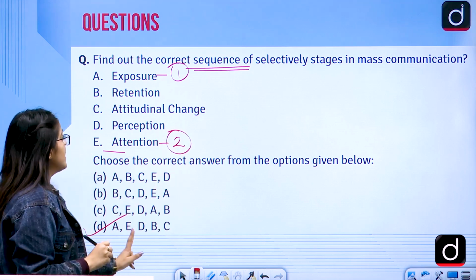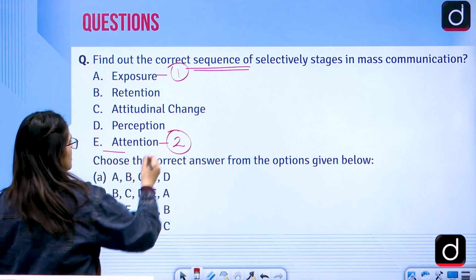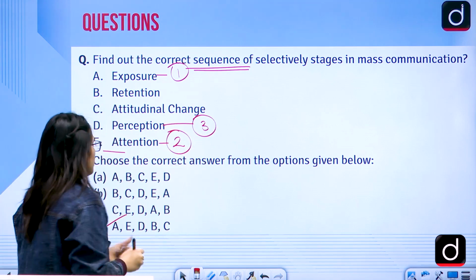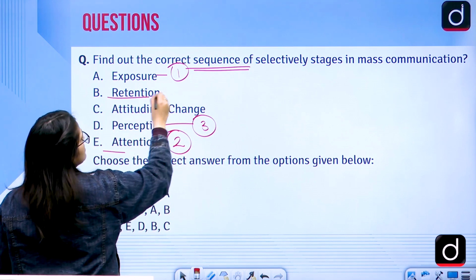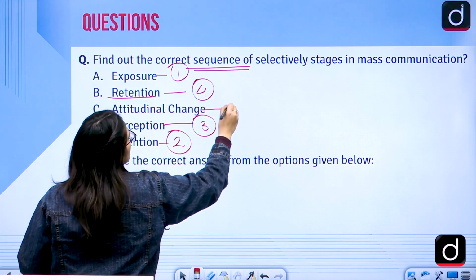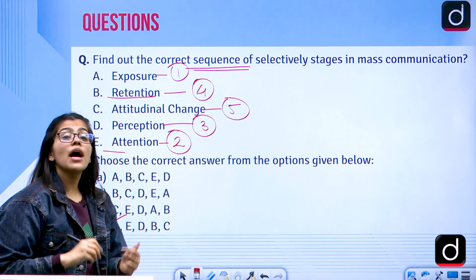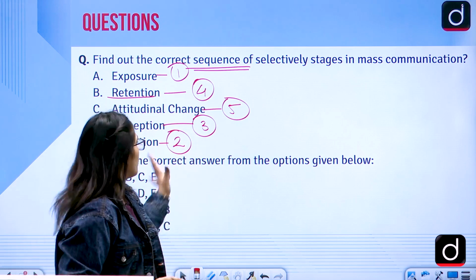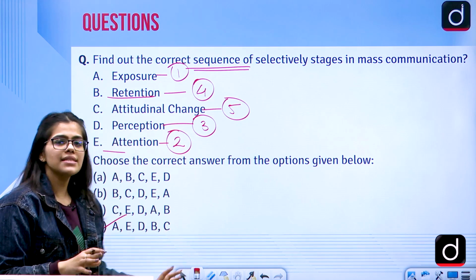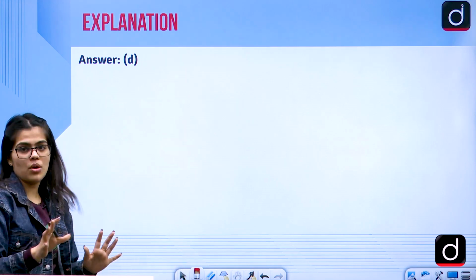Then D. D means perception. Then you have B, that means retention would be the fourth, and this would be the fifth. Now, how is this possible? Before seeing the sequence, let us see what is basically mass communication.